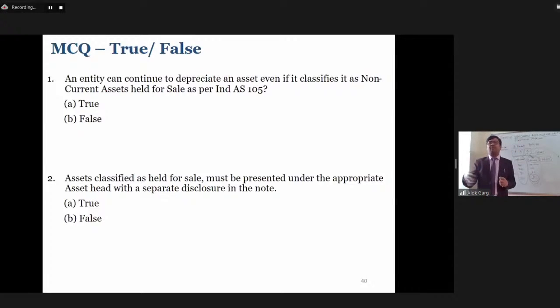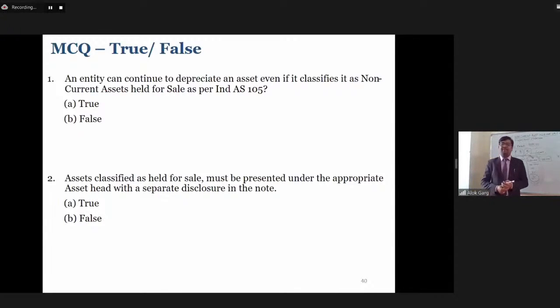Discontinued operation is a component of an entity which includes a major line of product, geography or location, and is part of a single plan which includes the curtailment of major product or major line of operation. And it could be a subsidiary acquired with a view to resale.